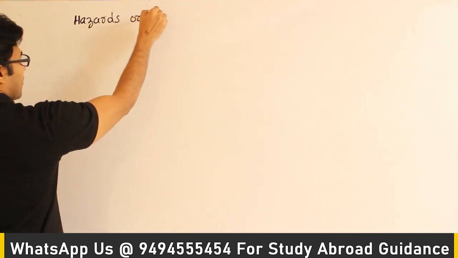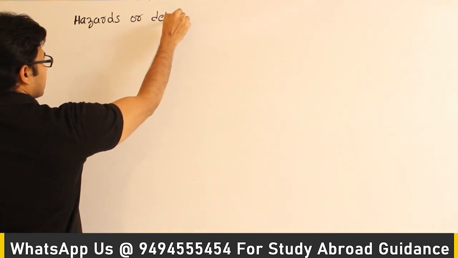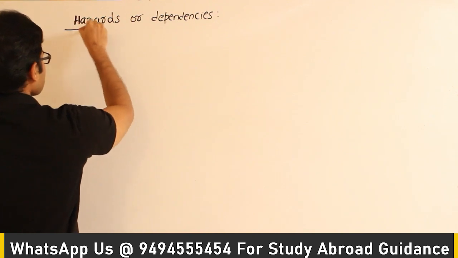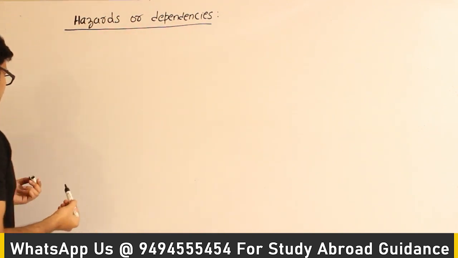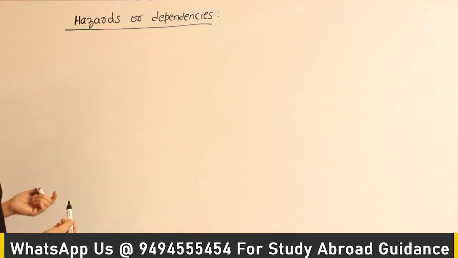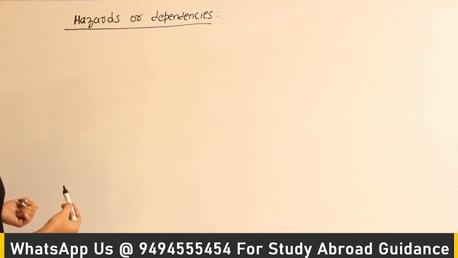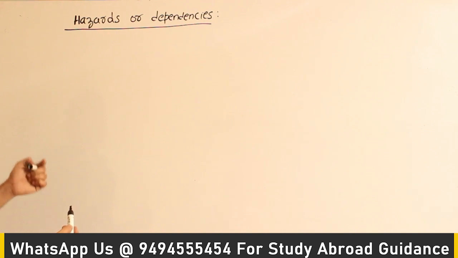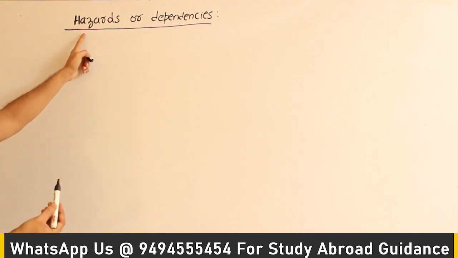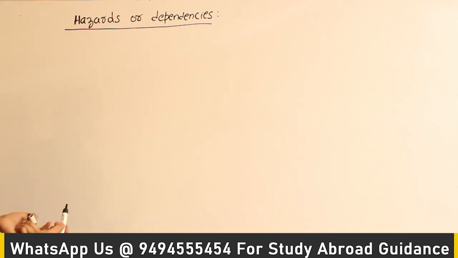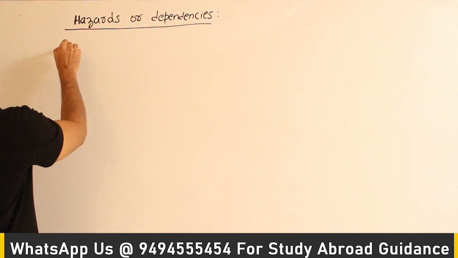Hazards or dependencies, various names. These two names are generally the most popular, and anyway, from the question you will understand what they are talking about. Hazards and dependencies are the most frequently used names. And why is it called a hazard? Because it is a problem. Why is it called a dependency? Because it arises mainly because of dependencies. So I'll explain it to you. Let me take them.